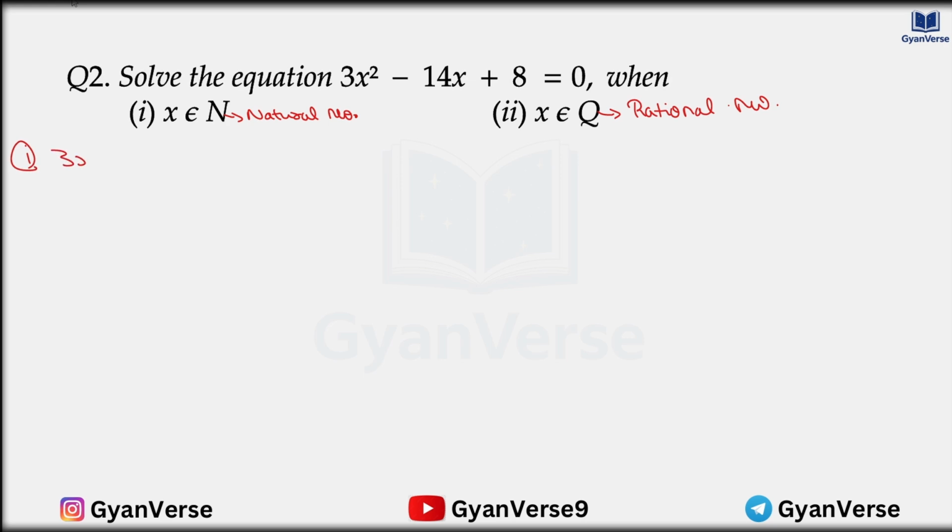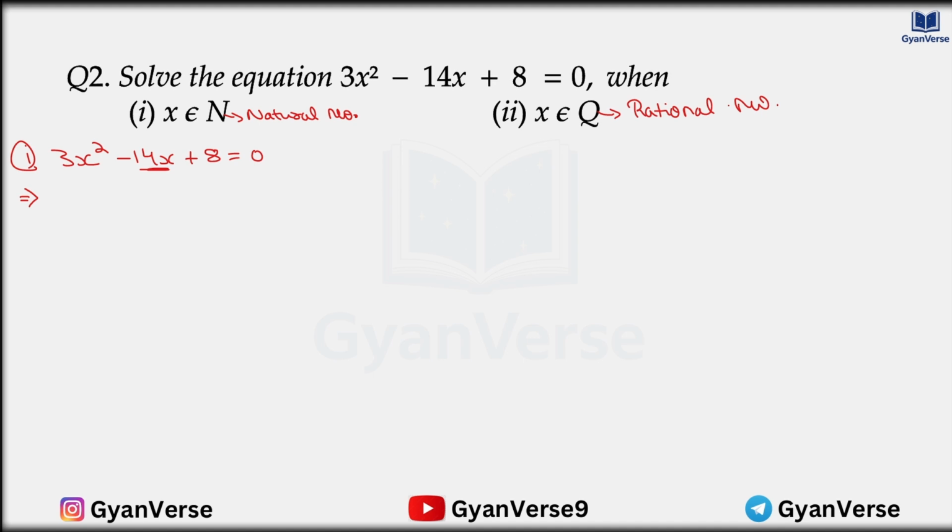So here the equation is 3x square minus 14x plus 8 equals to 0. We have to solve this quadratic equation when x belongs to natural number. So the value of x should be a natural number. What you have to do here now is that you have to split this middle term. You have to use the same method.